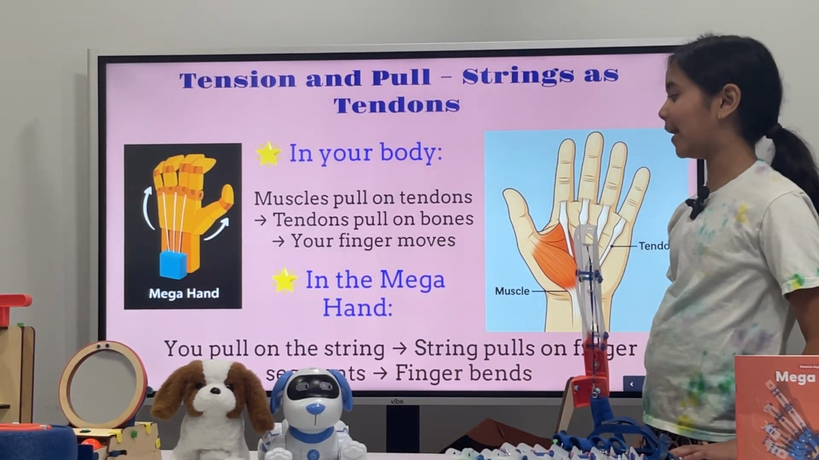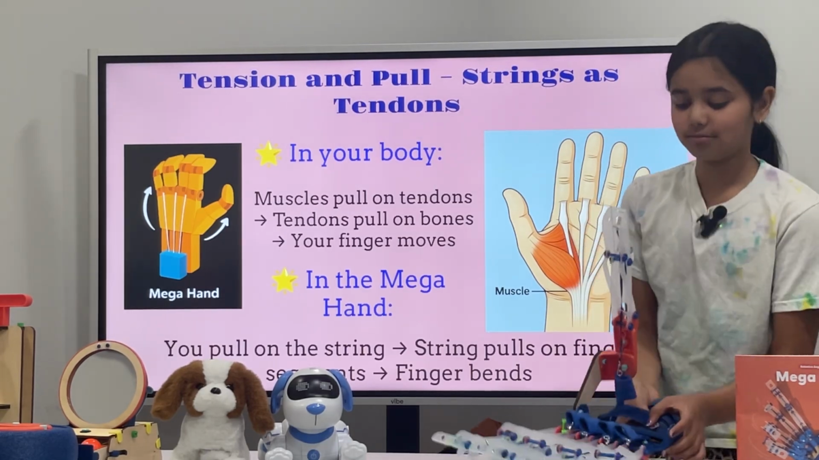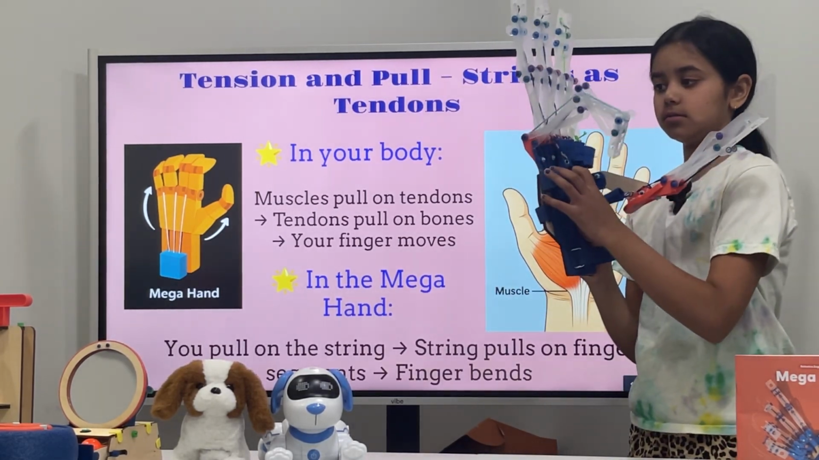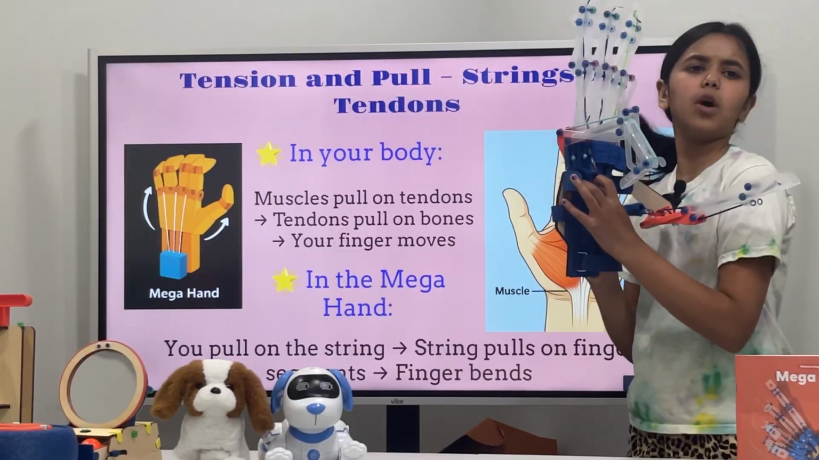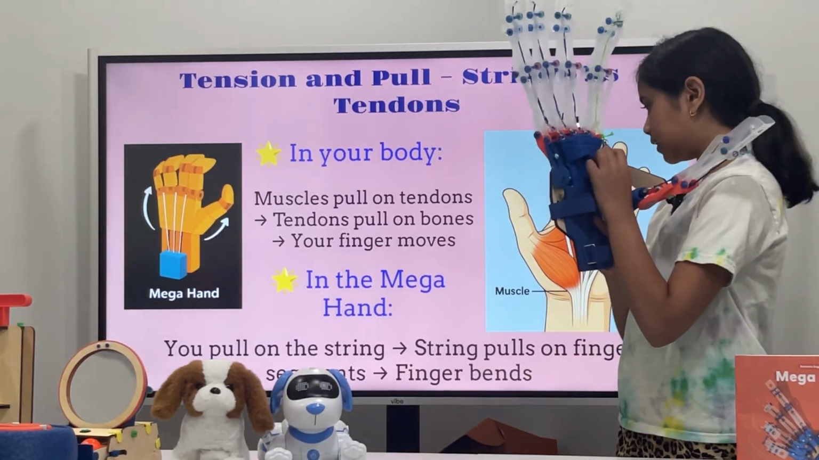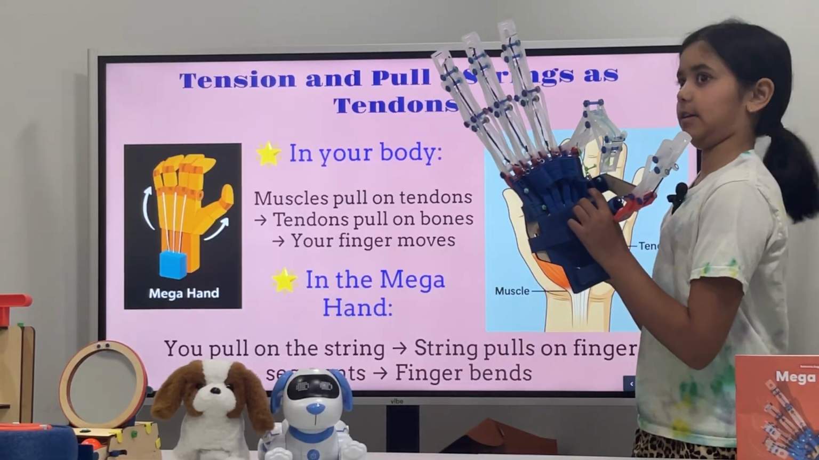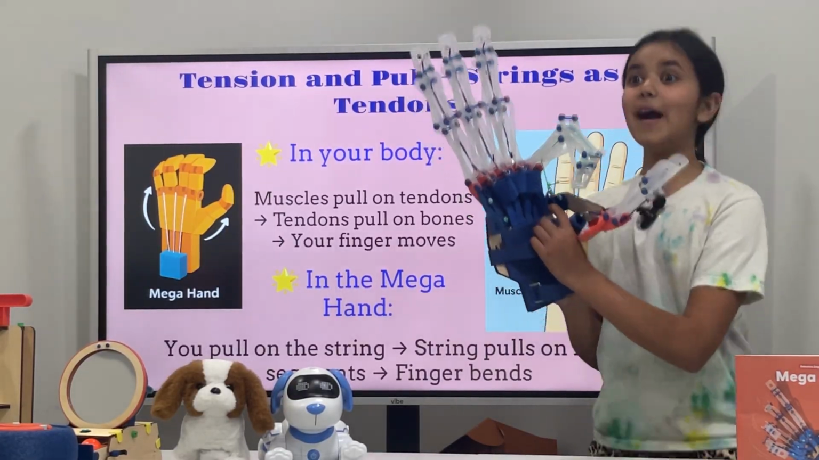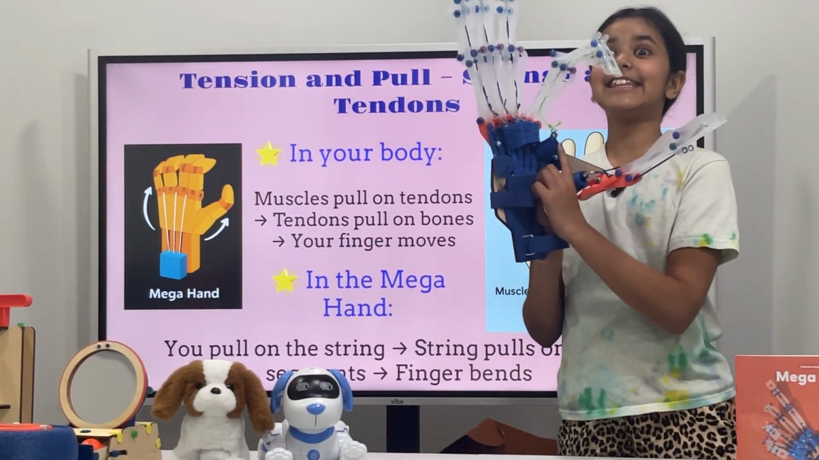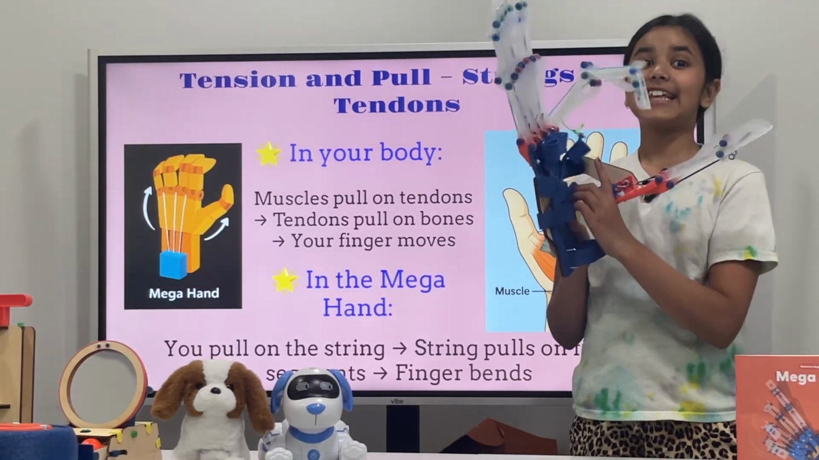In the mega hand, I pull the string. Then the string pulls on the finger segments, and then the finger bends. What's the science behind that?